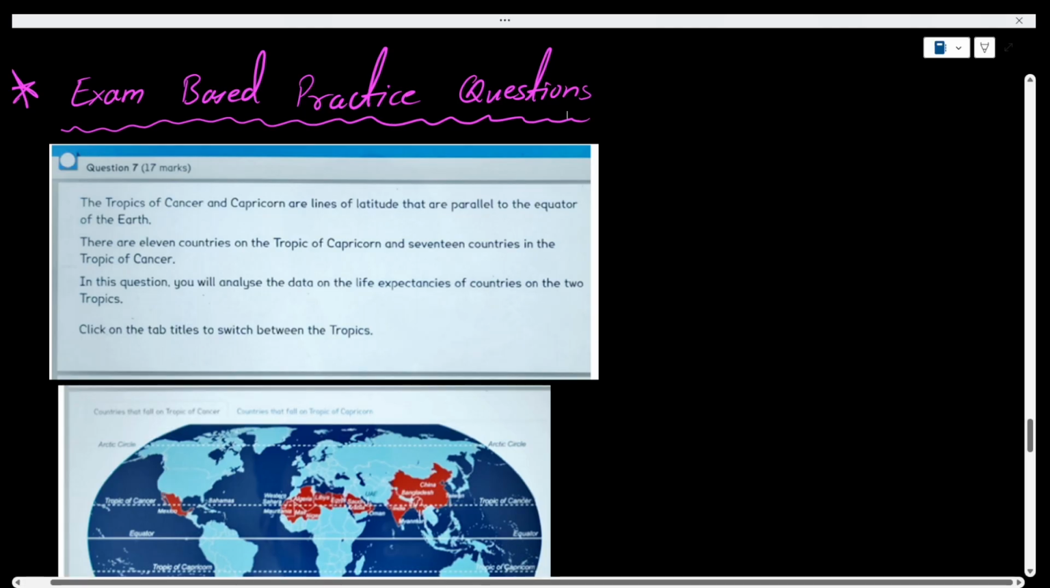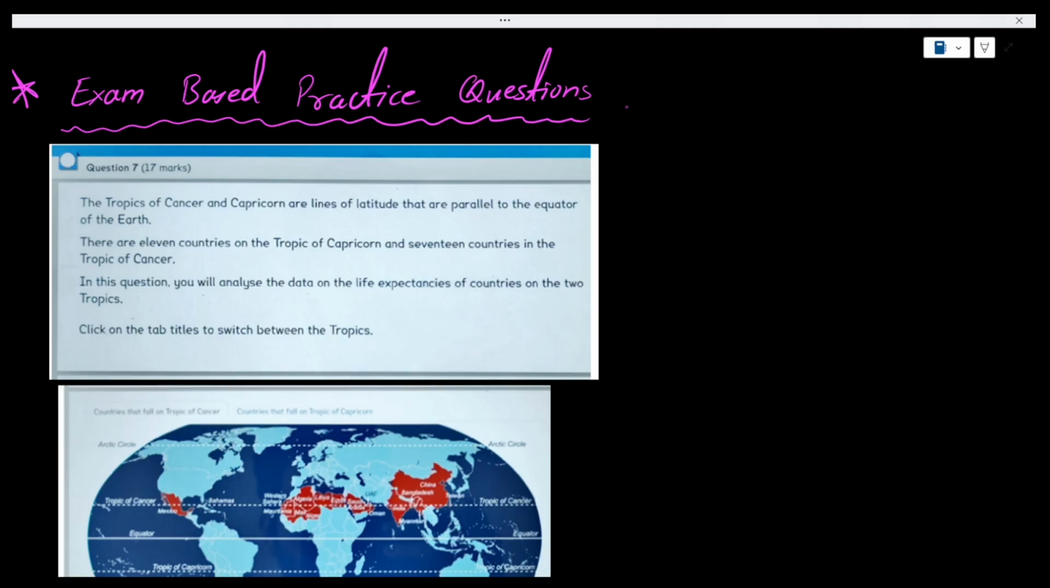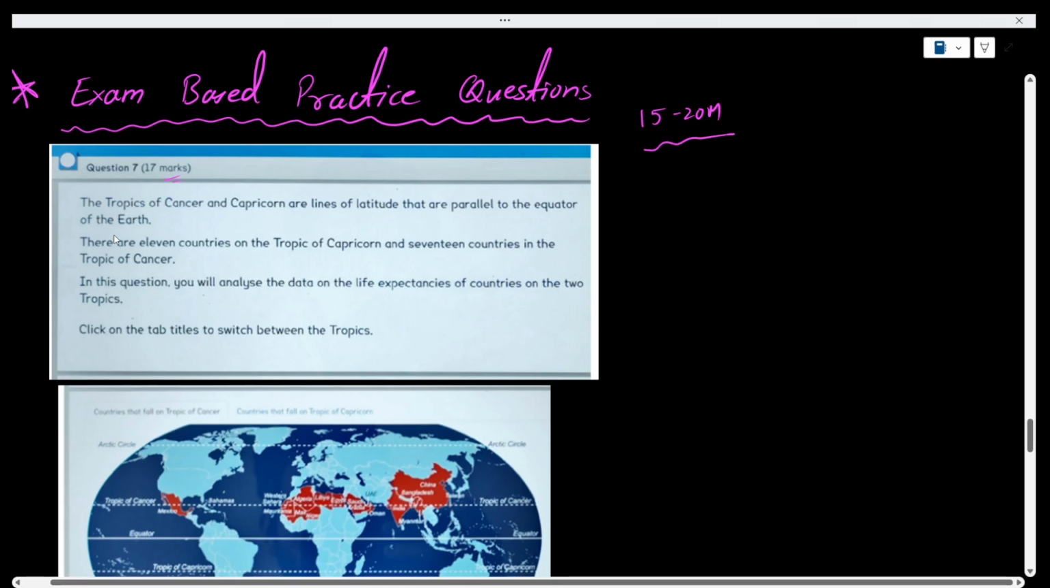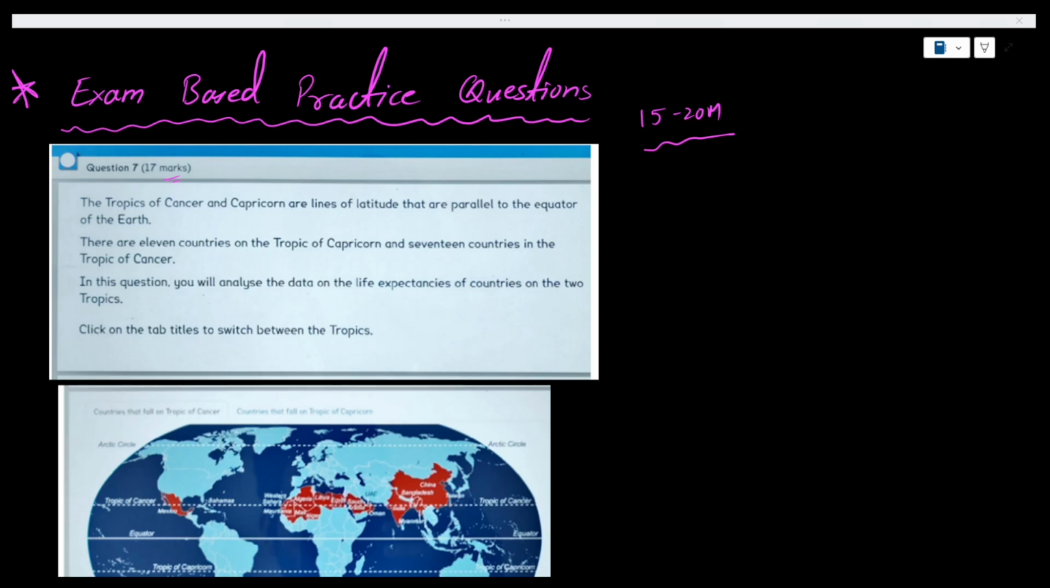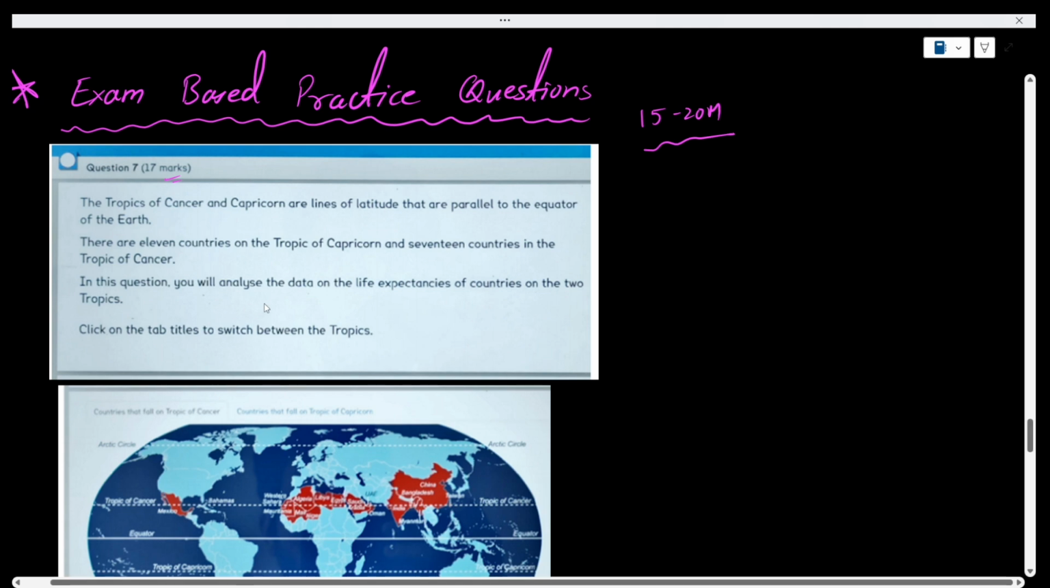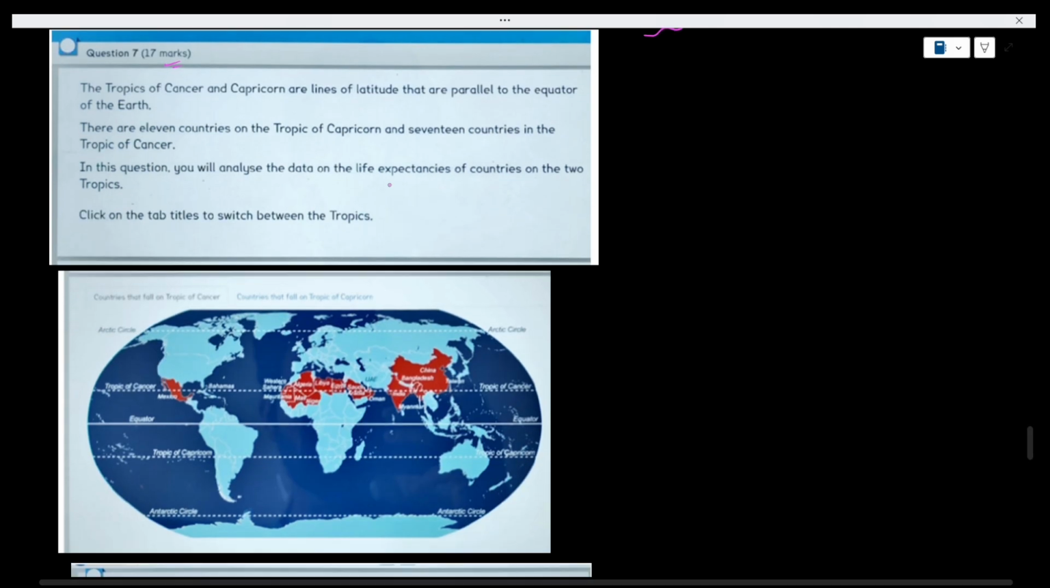If you see, the weightage for statistics in your paper will be from 15 to 20 marks, right? Here it's a 17 marks question. It is given that the Tropic of Cancer and Capricorn are lines of latitude that are parallel to the equator of the earth. There are 11 countries on the Tropic of Capricorn and 17 countries on the Tropic of Cancer, right? Then in this question, you will analyze the data on the life expectancies of countries on these two tropics.